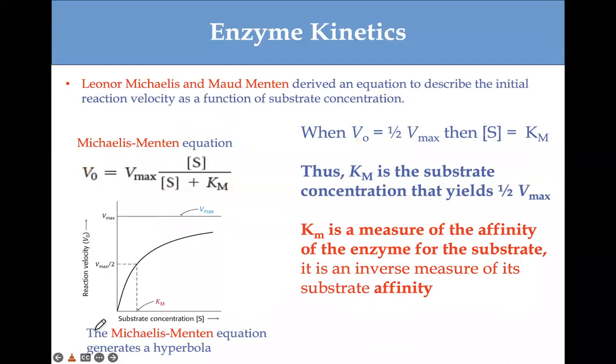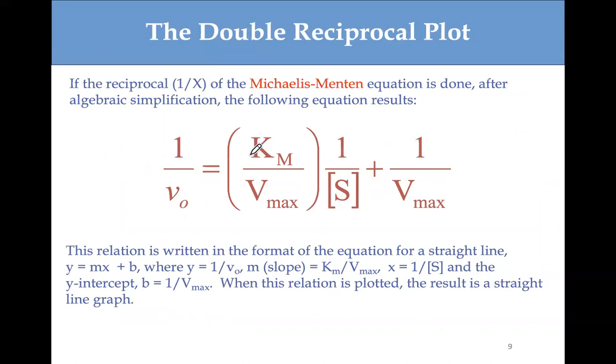Here's a repetition of the Michaelis-Menten equation. We said we use the Michaelis-Menten equation to study enzyme kinetics, and here's the equation. There's a graph, and from it we obtain the Km and the Vmax. But sometimes it's harder for us to obtain a Vmax from the graph.